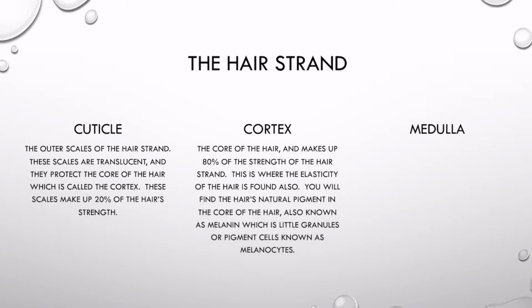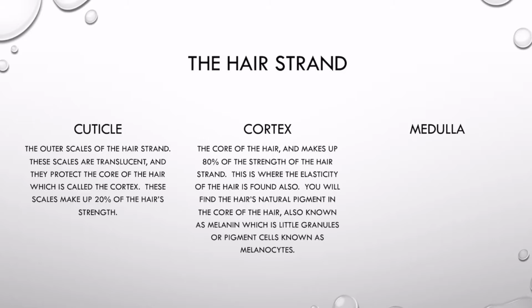The cortex is the core of the hair, which makes up 80% of the hair's strength and elasticity. And that is where you'll find your pigment, meaning your natural hair color, which is also known as melanin. And they're little granules of color. Now there's actually two types of melanin. One is called eumelanin and the other is called pheomelanin.